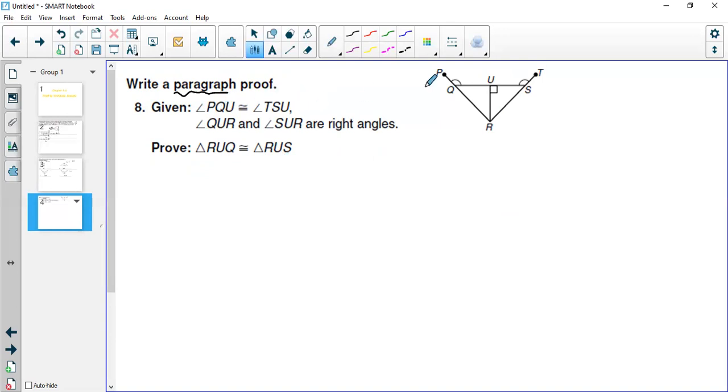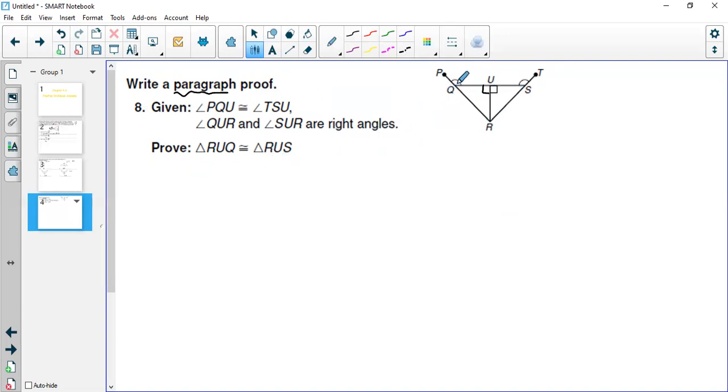What have they given? PQU is congruent to TSU. So they both are congruent. Angle QUR and SUR are right angles. So this is also a right angle. They have given us the information.